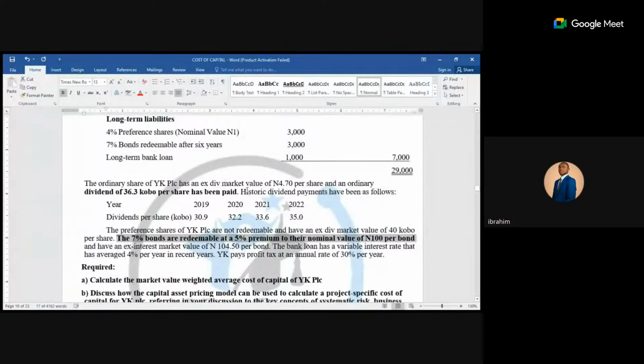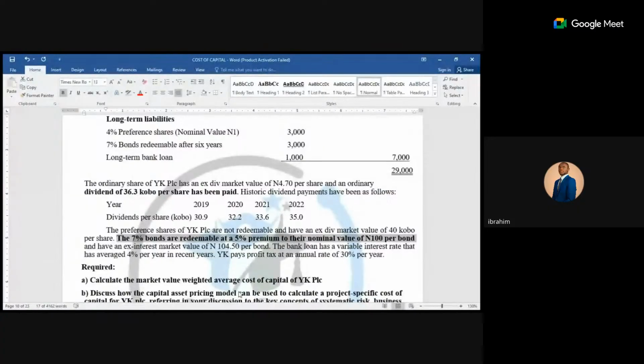It is a redeemable bond at a 5% premium to their nominal value. So the nominal value of the redeemable bond is 100 naira per bond. But there is a premium here, just like the way we did in the first class, where we have redemption plus the premium. Don't forget, this premium compensates you for the risk that you take.